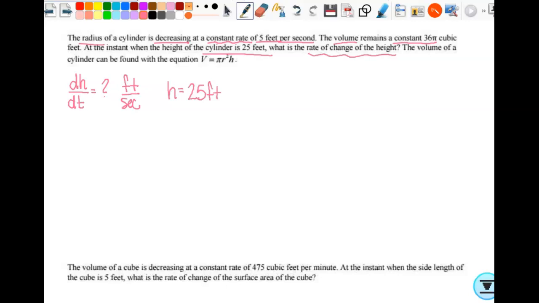It starts by talking about the radius of the cylinder is decreasing. So that gives me what information about the radius? Yes, that it's decreasing, but okay. It's what is it? There you go. The rate is negative. So I write that as d what? dr dt. And since it's decreasing, it is negative 5 feet per second.